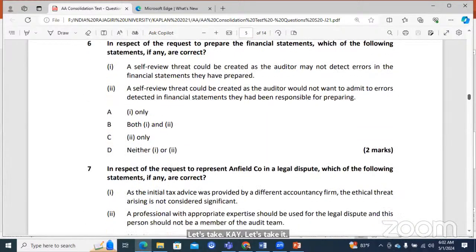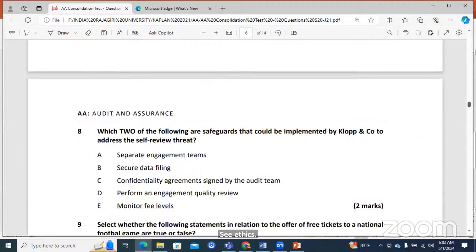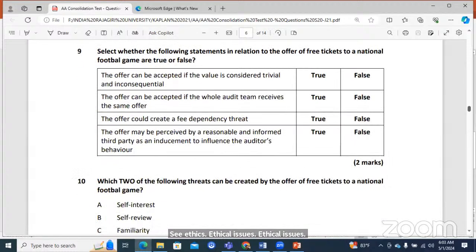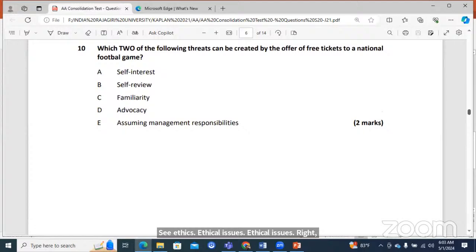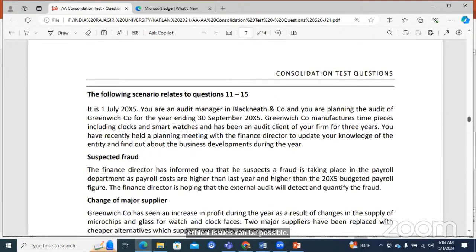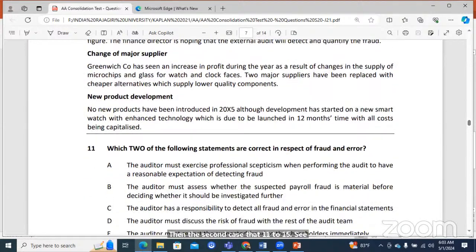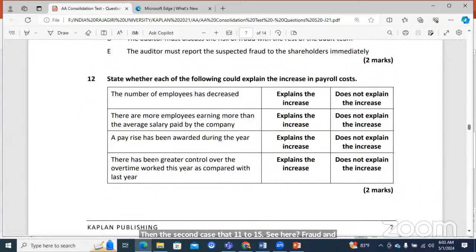See ethics. Ethical issues. Right, ethical issues can be possible. Then the second case study, 11 to 15. See here, fraud and error, ISA 240. Planning. Test of controls.